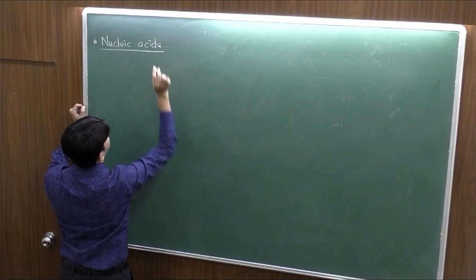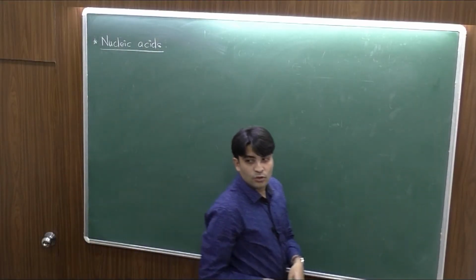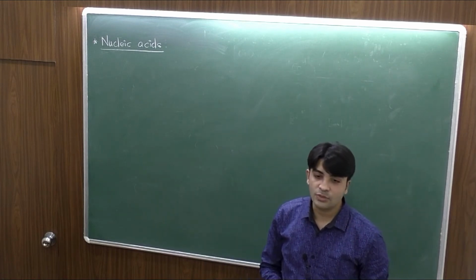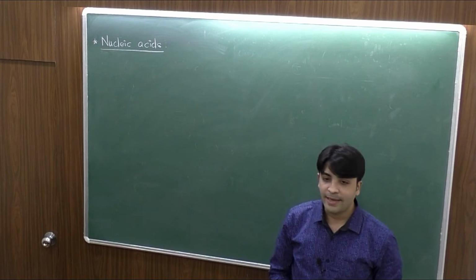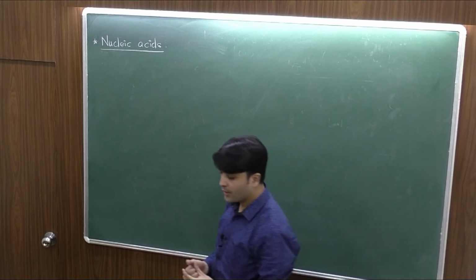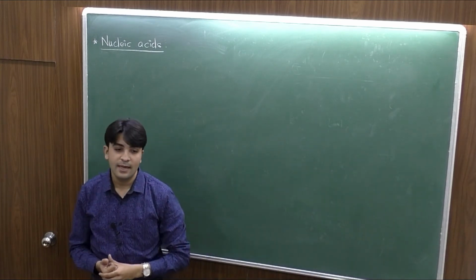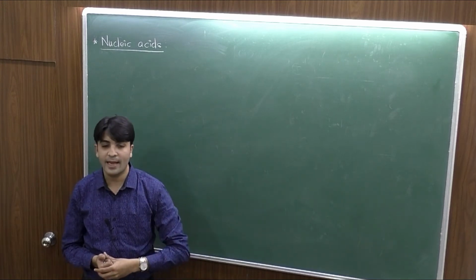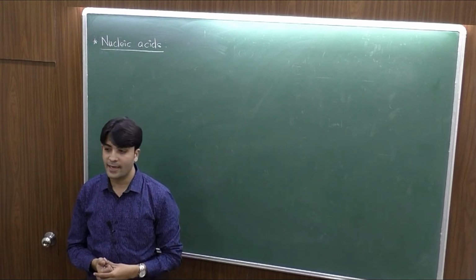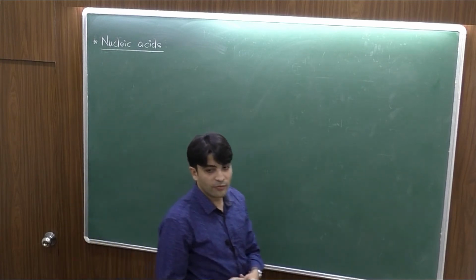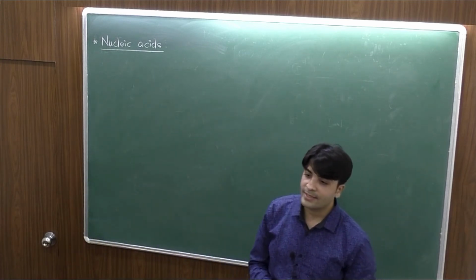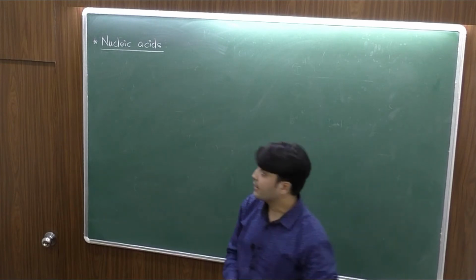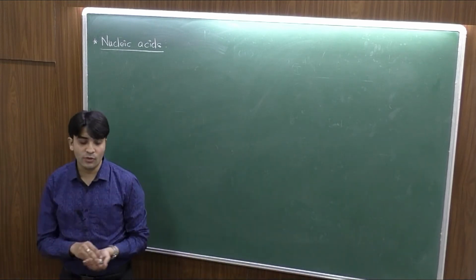About nucleic acids. So nucleic acids are those biomolecules which are formed in the nucleus of the cell, and we have two types of nucleic acids, that's DNA and RNA, which stands for deoxyribonucleic acid and ribonucleic acid, and these are responsible for passing on the genetic information or hereditary characteristics. Okay? Now talking about the structure of nucleic acid.